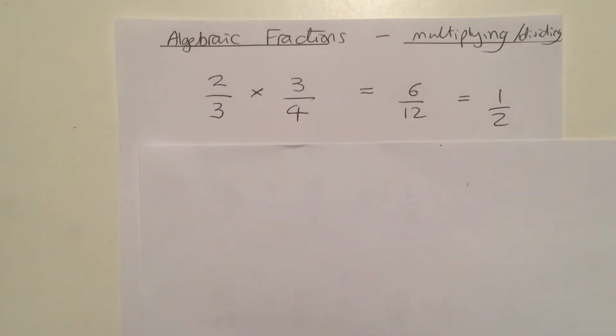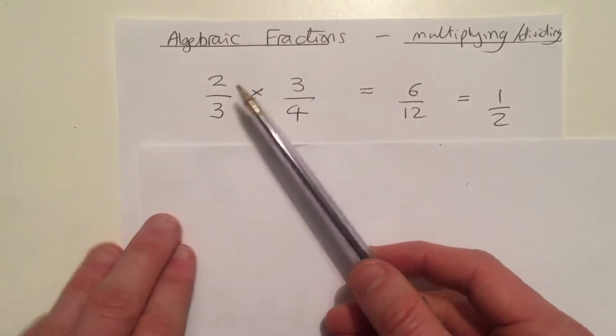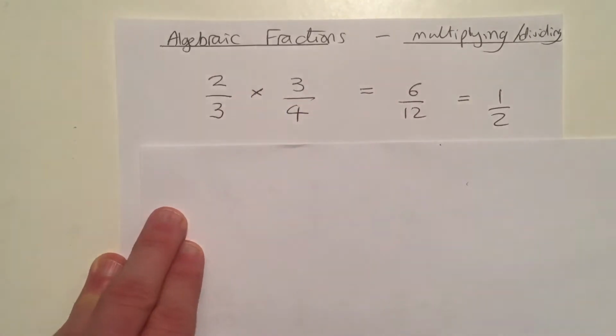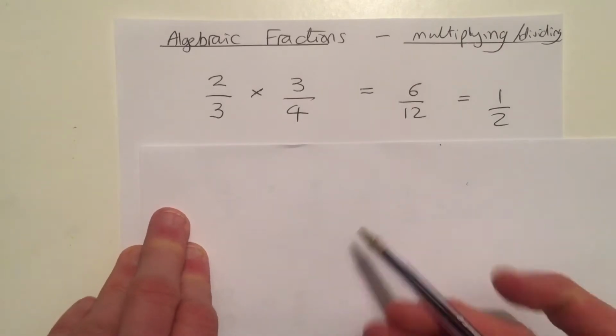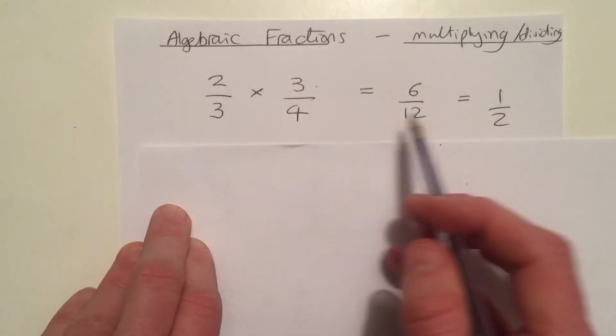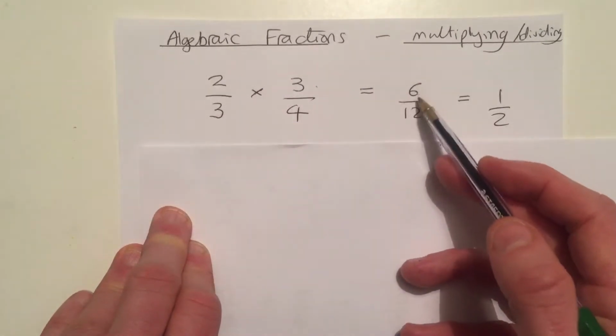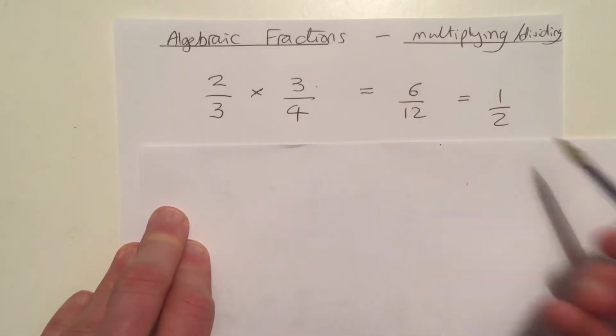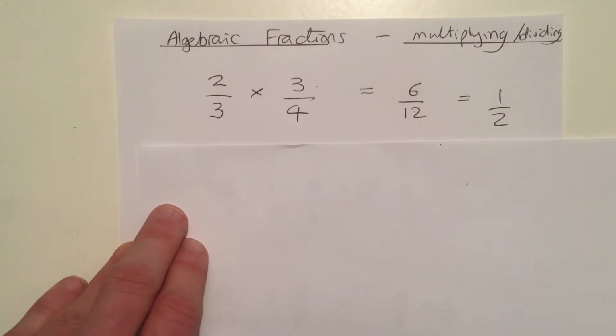This video is about multiplying and dividing algebraic fractions. So let's just have a quick recap of how we can multiply and divide regular fractions. So I've got a calculation here. I've got 2/3 times 3 over 4. Now we could just do 2 times 3 is 6, 3 times 4 is 12, and then simplify 6 over 12. We can simplify that to get 1/2.